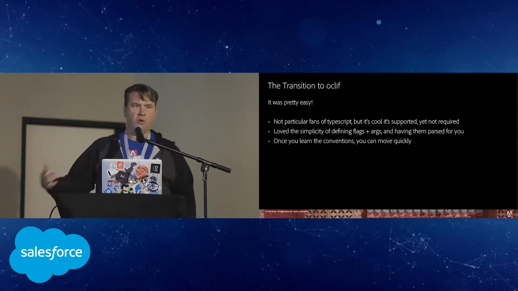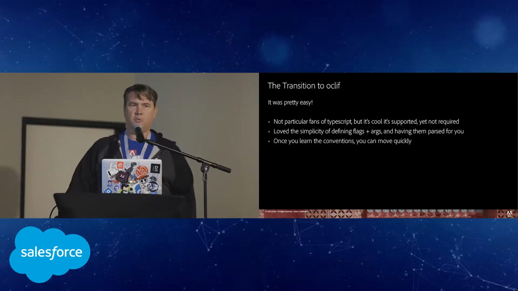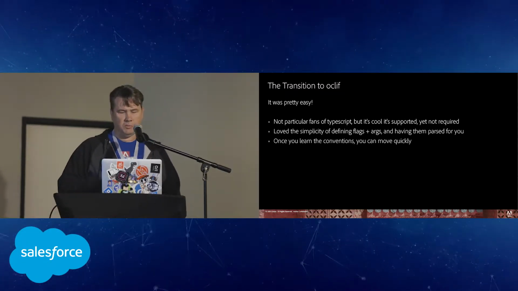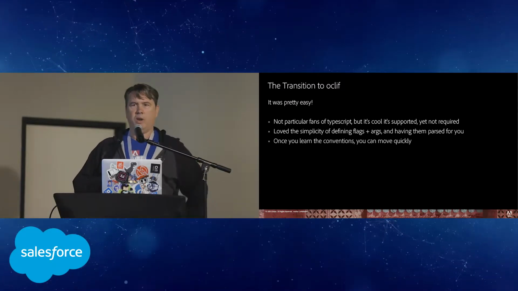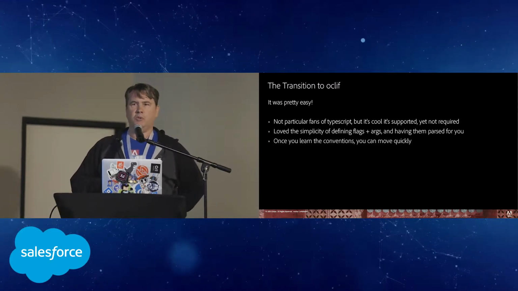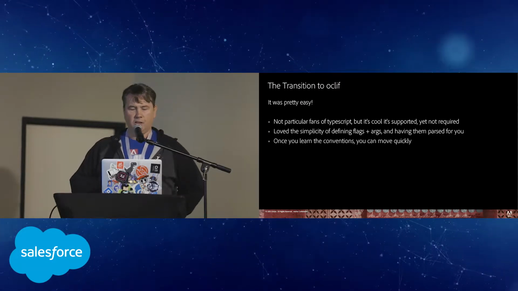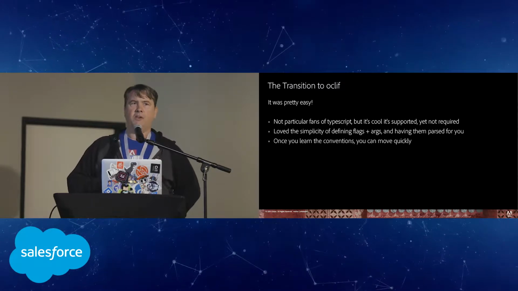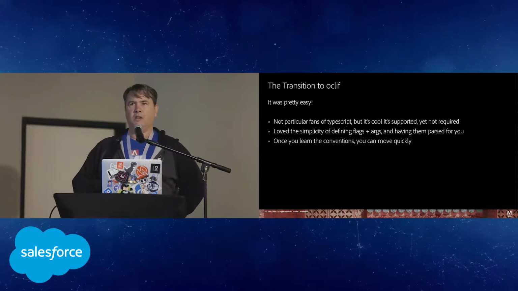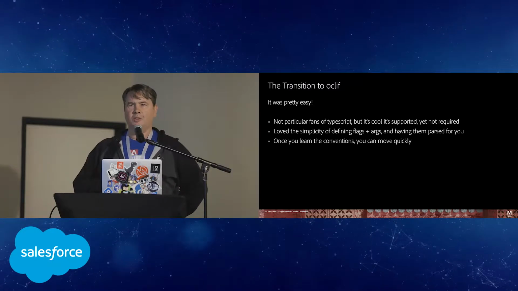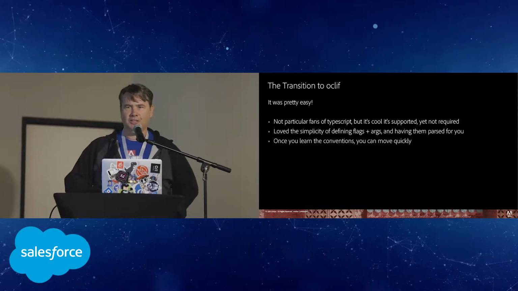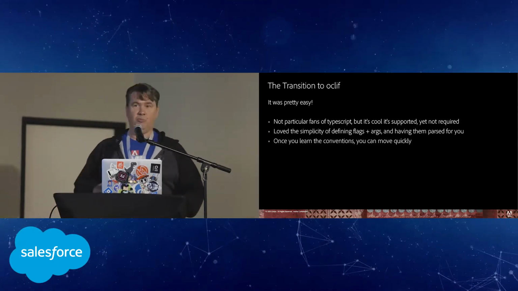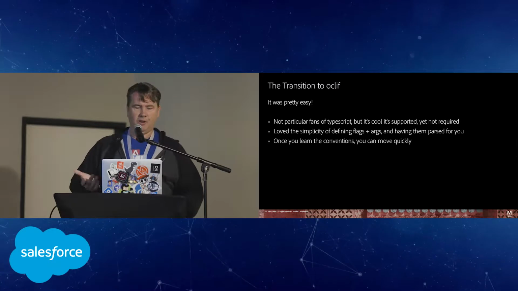So our transition to oclif was actually pretty easy. We were Node.js already, so a lot of times it was just changing how we process arguments and subcommands. We didn't go the TypeScript route. We're old school. The simplicity of flags and args is a killer feature as well. Not having to choose between 16 different NPM-based ways of processing arguments is a good feature. And once you learn the conventions, you can actually move really quickly through developing a plugin in oclif.